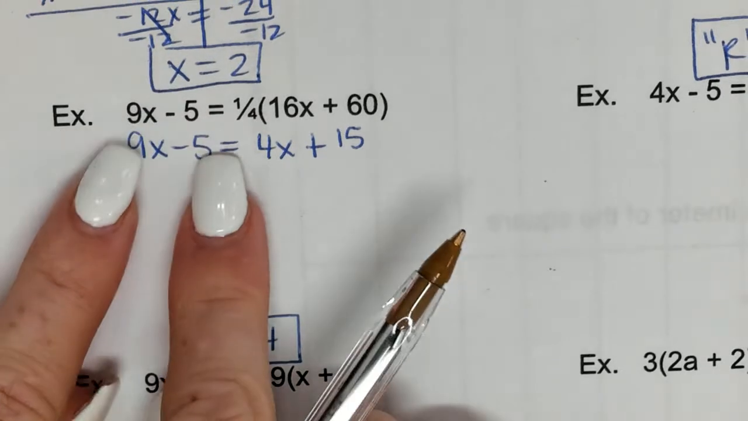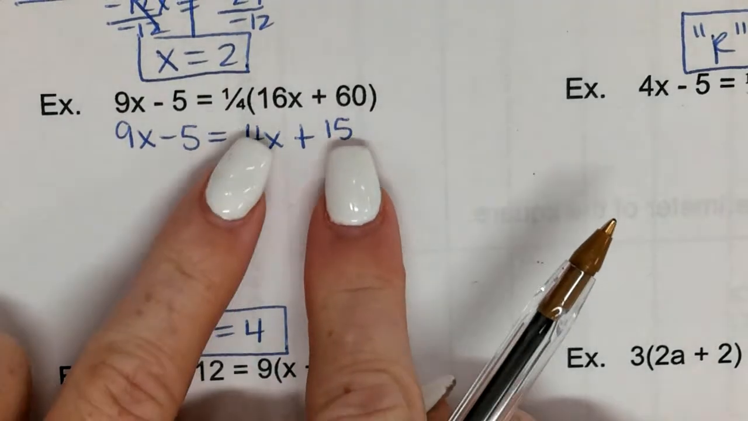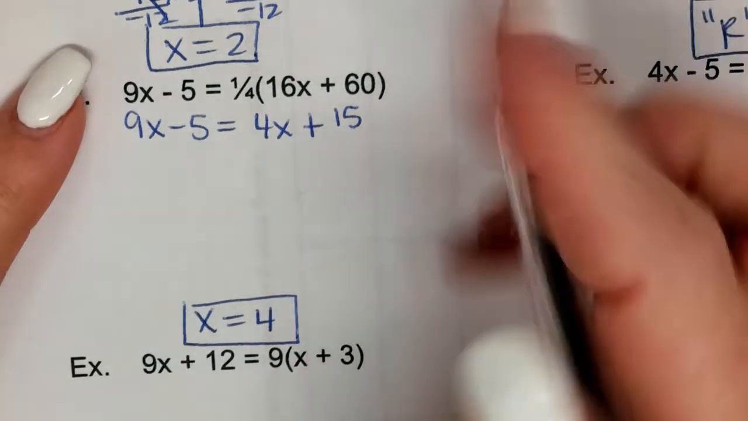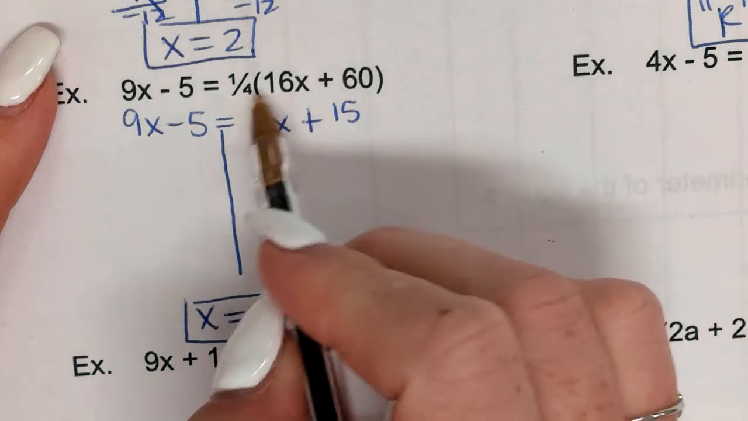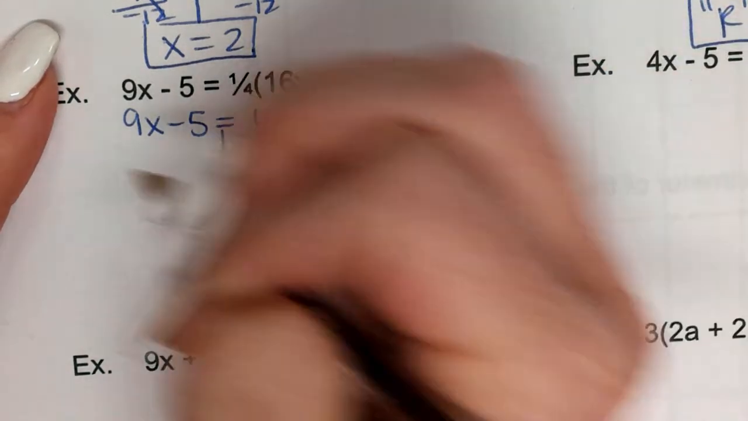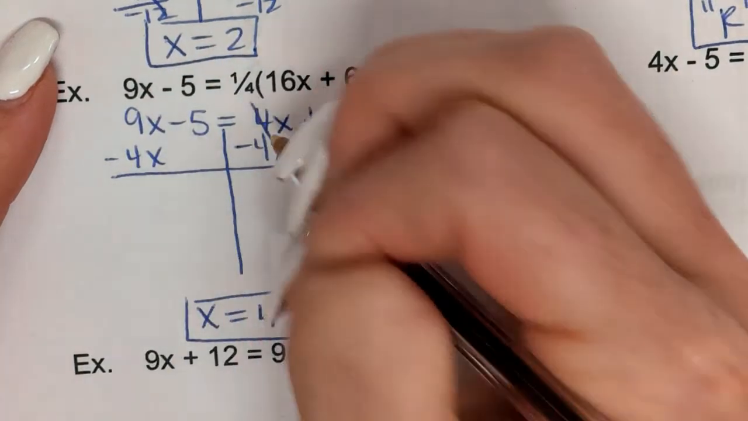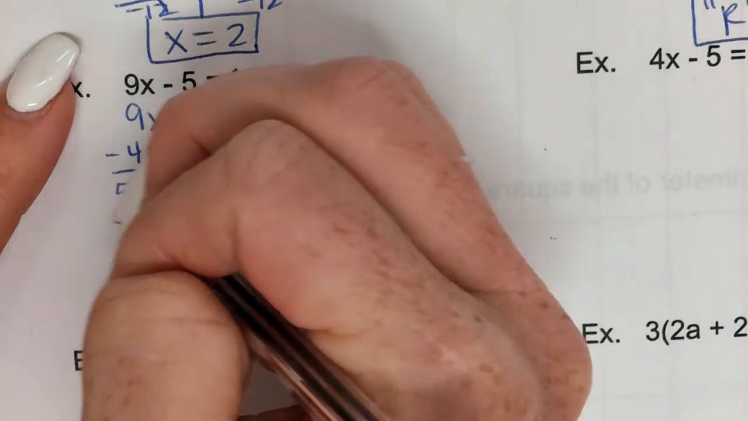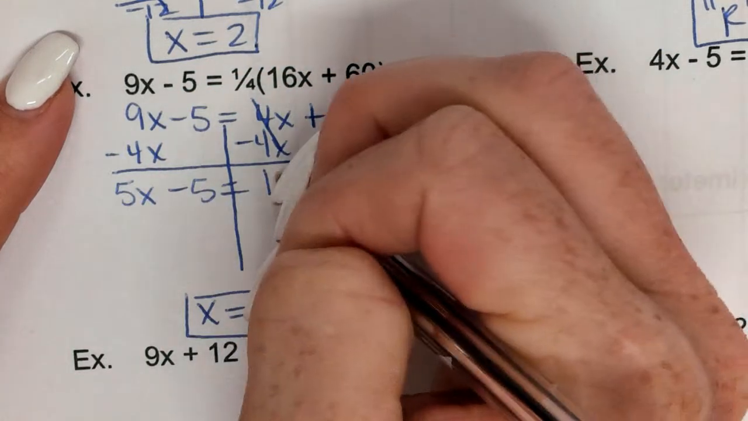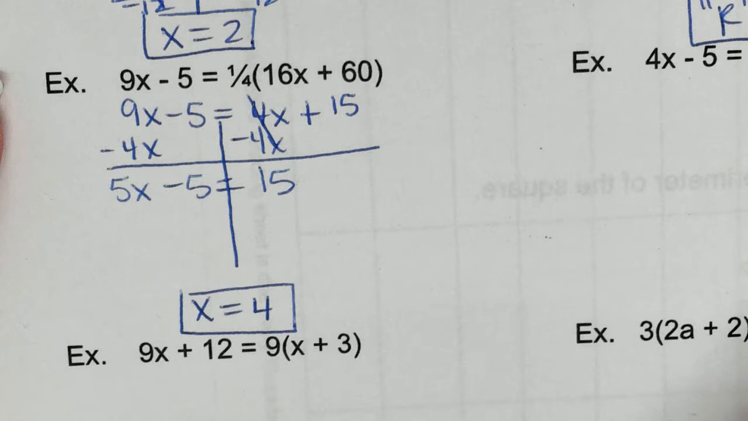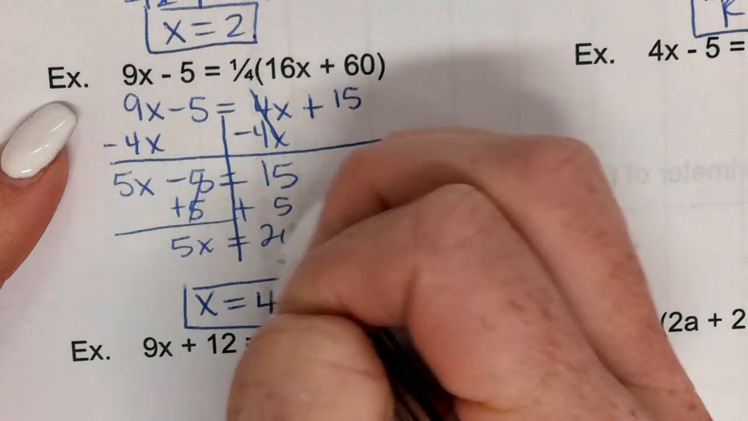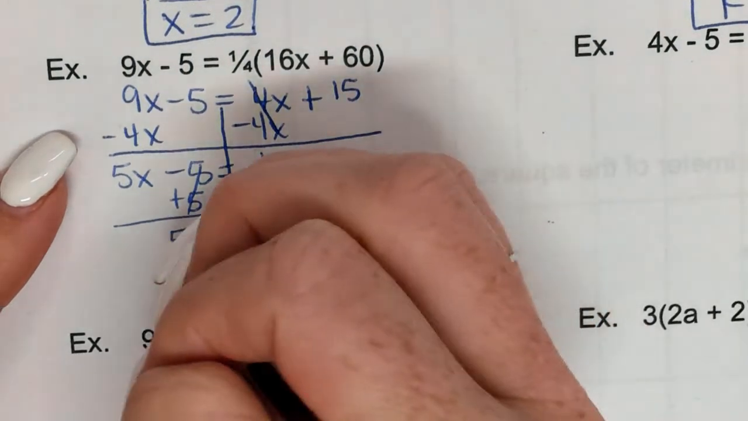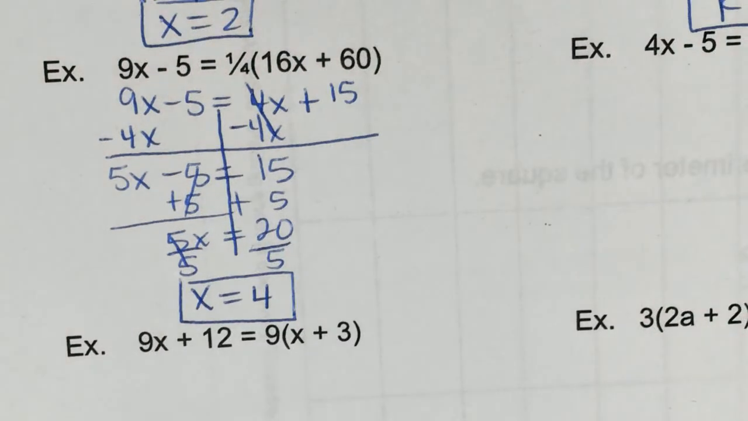Are there any like terms on the left to combine? No. Are there any like terms on the right to combine? No. My next step is to move all the x's to the left. How would I move 4x? Whatever I do to the right, I have to do to the left. So what's 9x minus 4x? 5x. Minus 5 equals 15. Add 5. So I have 5x equals 20. Divide by 5. And I get x equals 4. Did I get it right? Yeah.